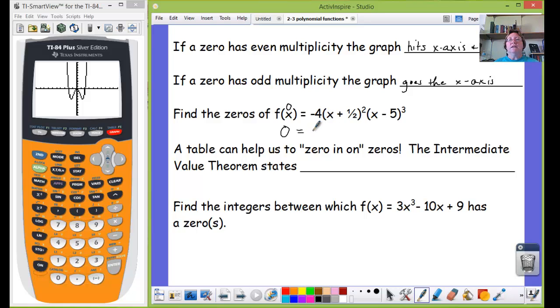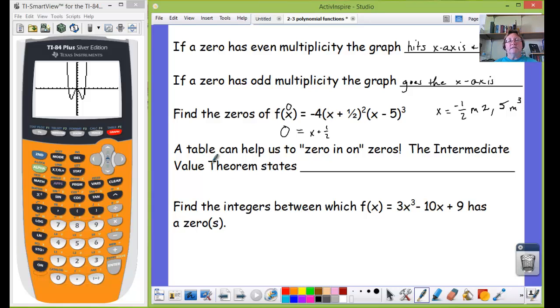So what we need to do is set each parenthesis to 0. So 0 is equal to x plus 1/2, and if you solve that for x, you know that x has to be negative 1/2. That happened twice. There were 2 factors like that, so that has a multiplicity of 2. X will also equal 5 with a multiplicity of 3. Okay? 3 times 5 is a zero.